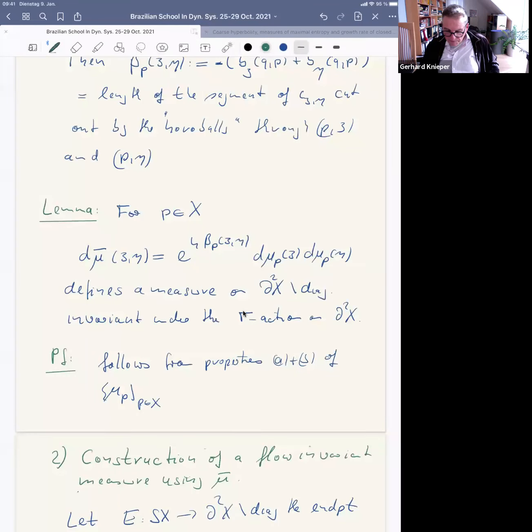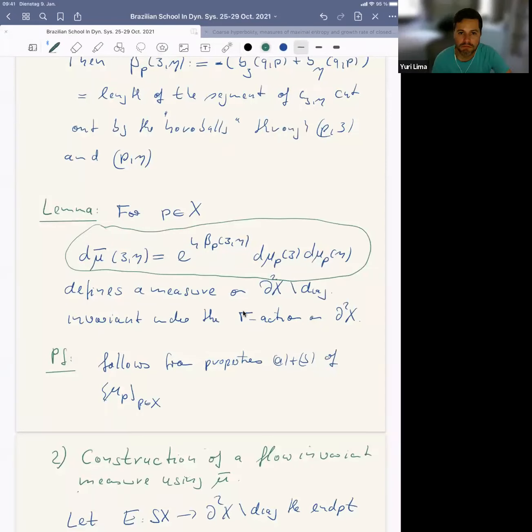And in the following way. So this is a formula. And this formula, you have now to prove that this measure will be gamma invariant. And this, of course, is a calculation.